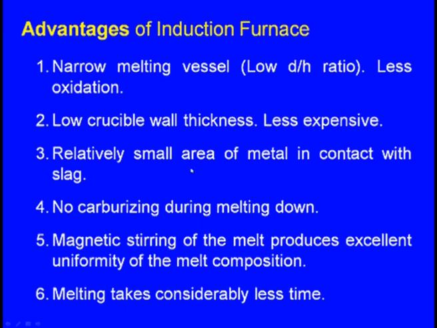Next one, relatively small area of molten metal is in contact with the slag. Now, one of the problems that we can encounter in melting is segregation of the slag from the molten metal. Most of the times we leave some slag inside the molten metal, or while collecting the slag we also remove the molten metal. Now, what happens here, the area of contact between slag and the molten metal is very low. Why? Because the diameter itself is low. In such a case, what will happen? The chances of removing the molten metal along with the slag will be less.